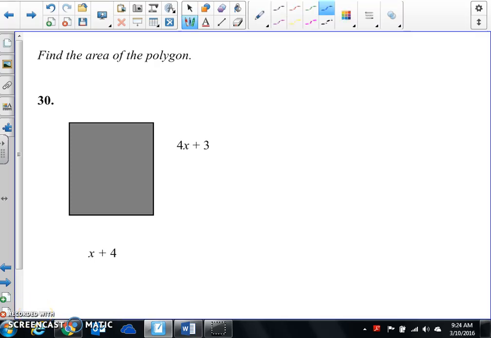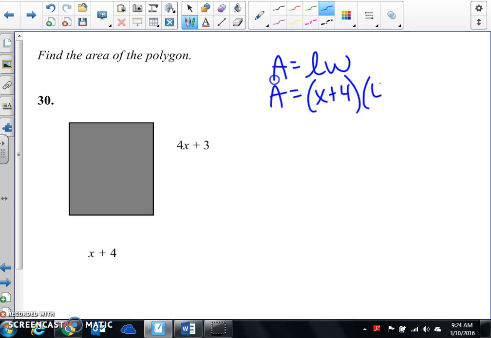I find the area. So area is equal to length times width. So area is equal to x plus 4 times 4x plus 3. Now we've got a binomial times a binomial, so we FOIL.